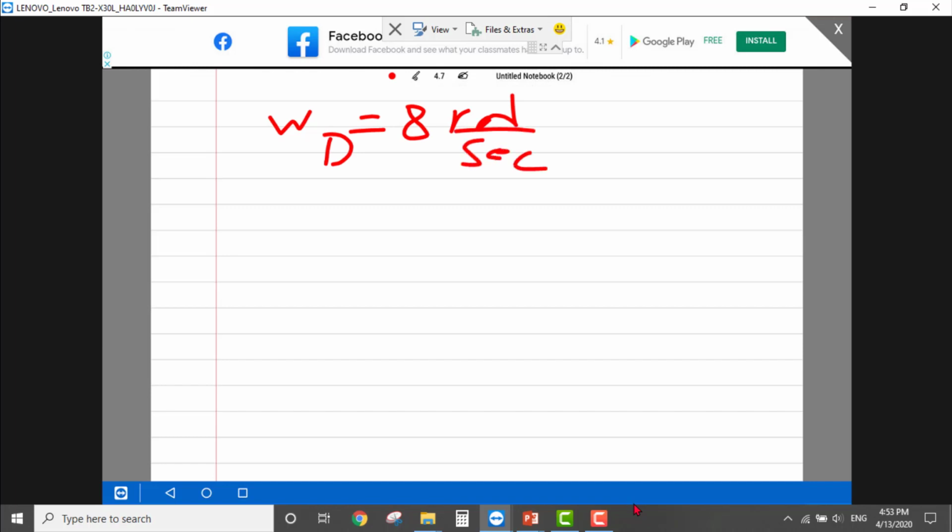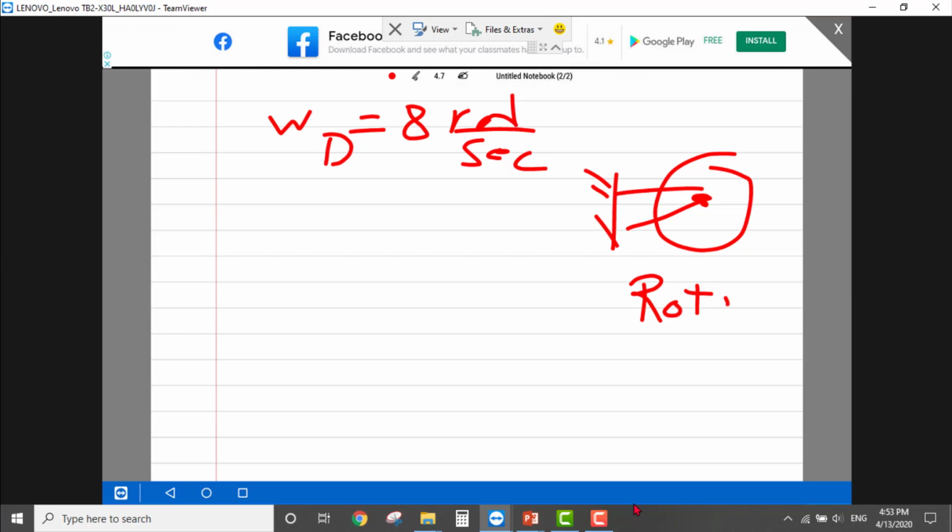Okay. So here is the disk again, and here it is hinged at the center. So what is the type of motion of this rigid body or this element? Rotation about a fixed point. Fixed point. Second type of motion.